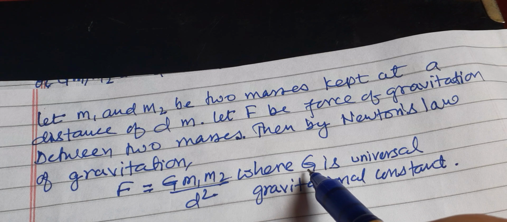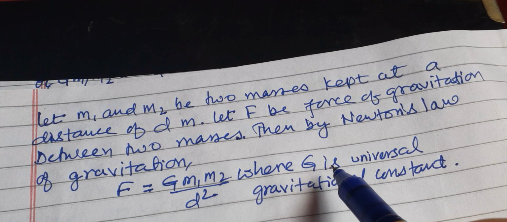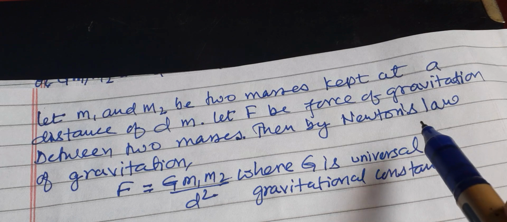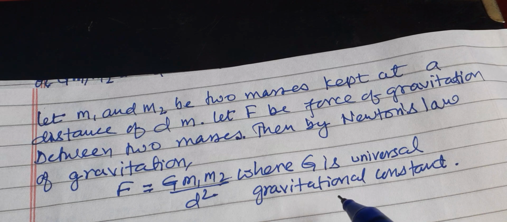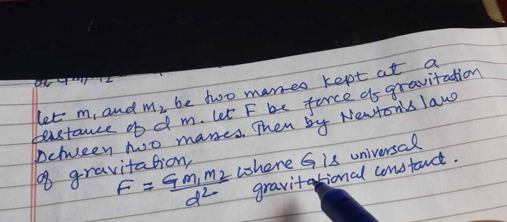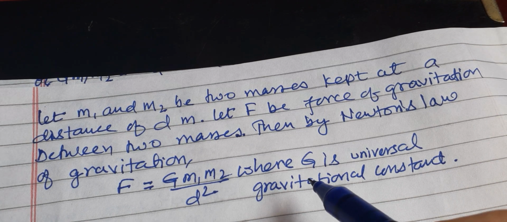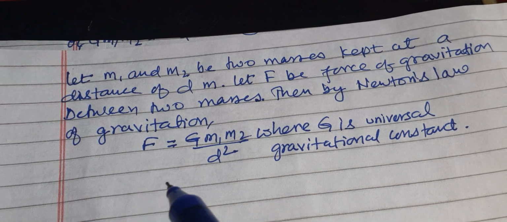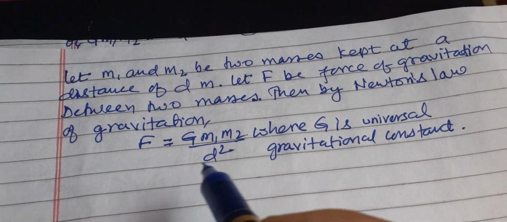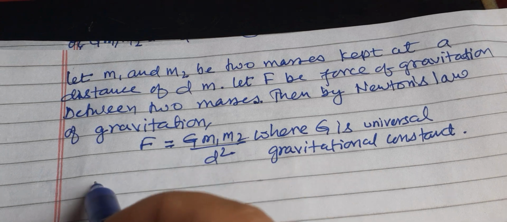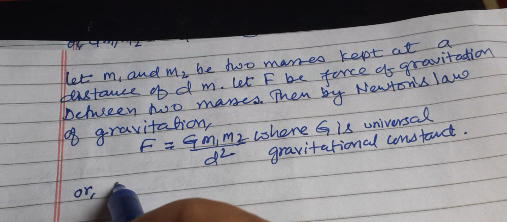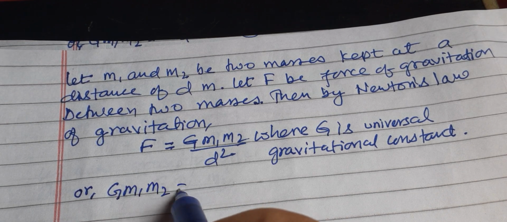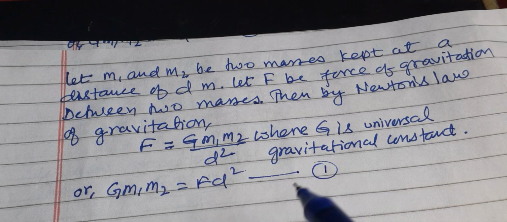The universal gravitational constant is the force of attraction between two unit masses kept at a unit distance apart. You know this? The value of G is 6.67 into 10 to the power minus 11 Newton meter square per kg square. But in these solutions, we do not use the value of G. So now come to the point, our solutions. By cross multiplication, we have G m1 times m2 is equal to F d square. Let it be equation 1.